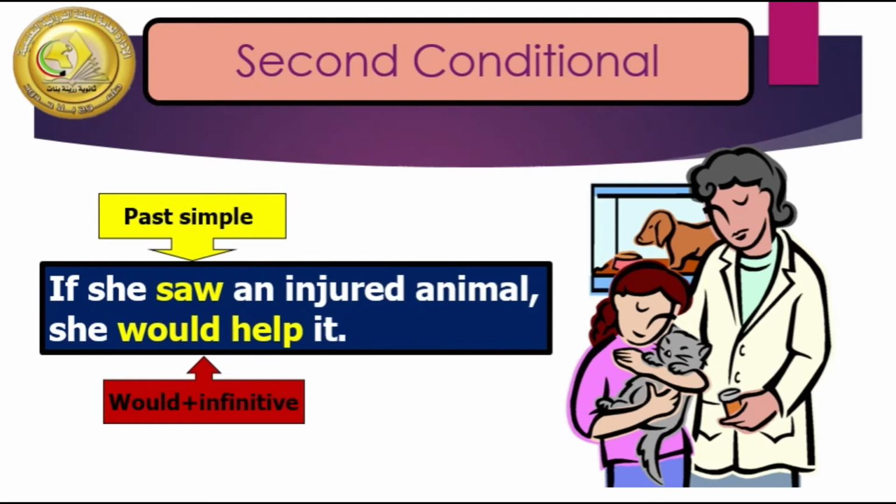Let's look at this example. If she saw an injured animal, she would help it. So the verb saw, as in here, is in past simple. The other verb is would plus help.